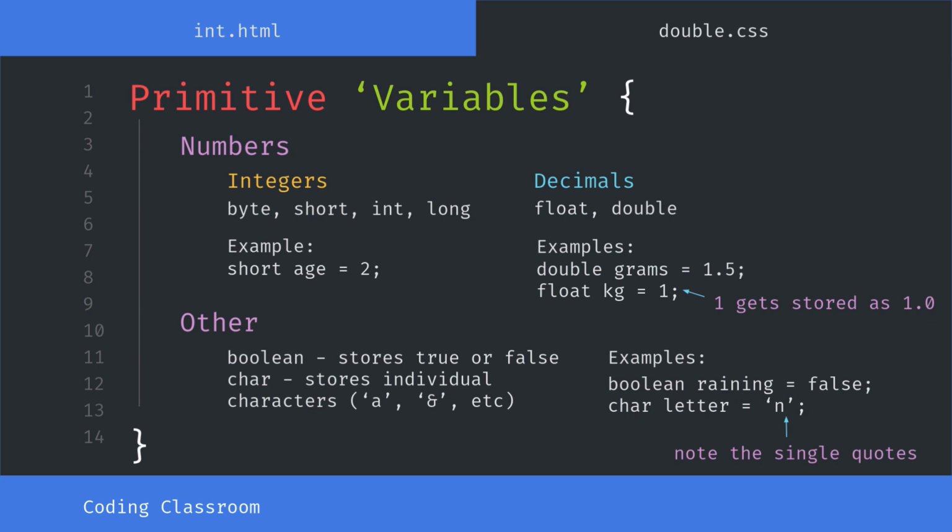Boolean. This is used for true-false values. Example, boolean isRain equals false. Char. This stores single characters, such as a letter or symbol. Example, char grade equals 'A'.